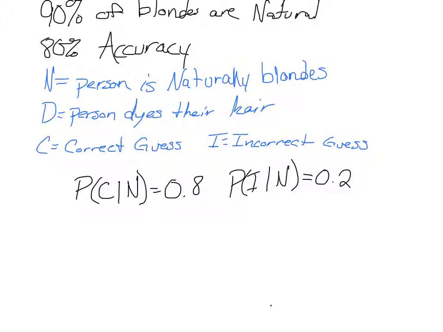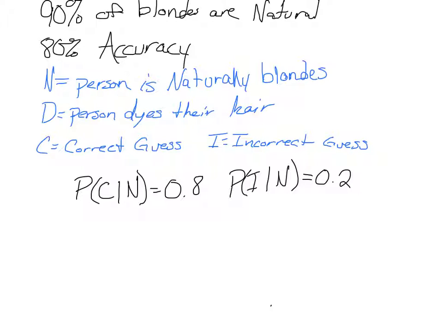I went ahead and set it up the same way you had it at first. 90% of the blondes are natural. In your own personal survey, you had 80% accuracy. So then I used the same variables for natural blonde and dyed blonde, and then a correct and incorrect guess. I changed that up just a little bit.